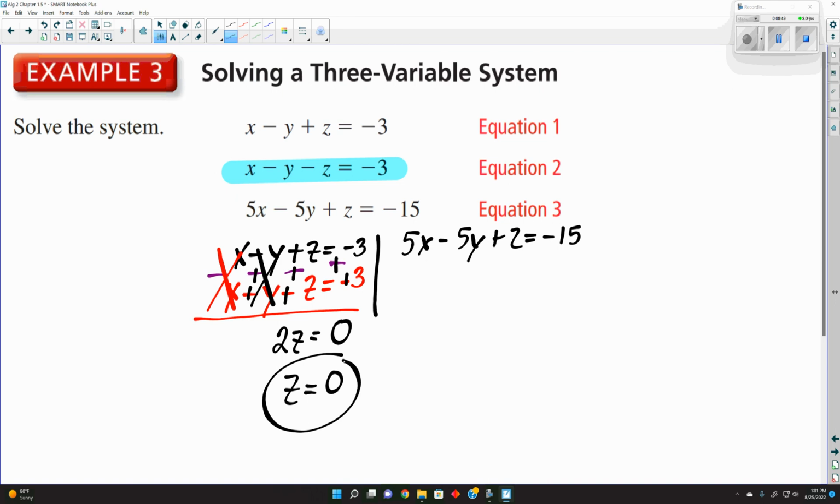Because when we multiply two things together, yes? 2 times what is 0? That's what it's asking. 2 times what is 0? 0, because anything times 0 is 0. So here z is 0.